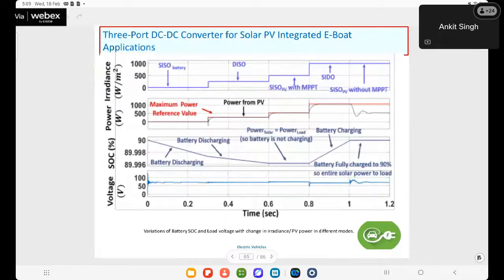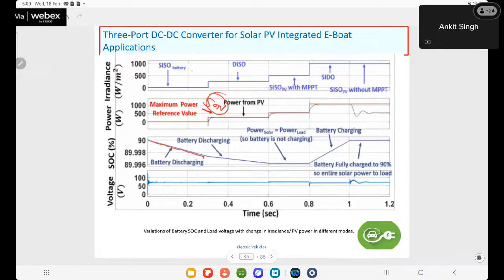So this is the simulation result of this particular converter. For this, 500 watt is taken as the reference power. So in CISO mode, if solar is not generating any power, the battery is supplying all the power. So the SOC of the battery is decreasing.